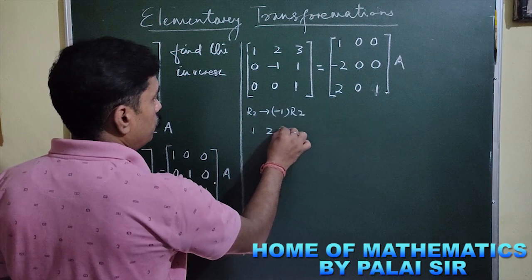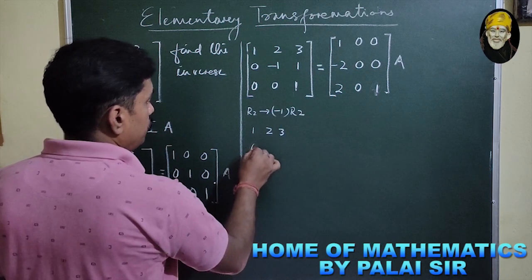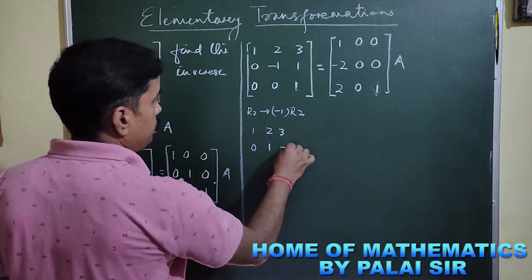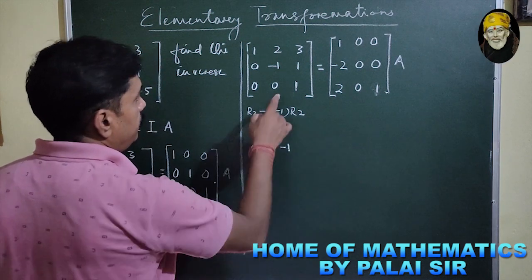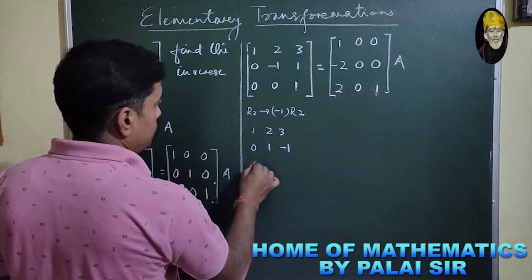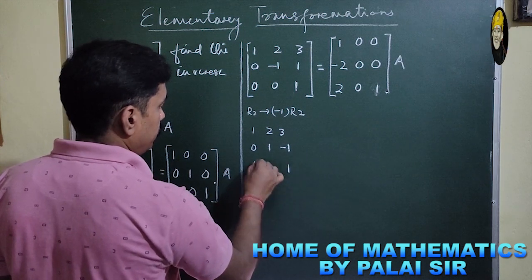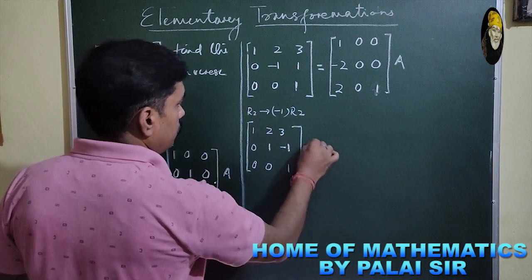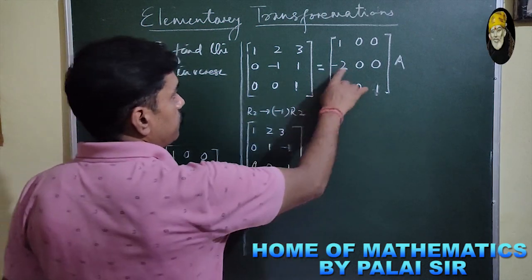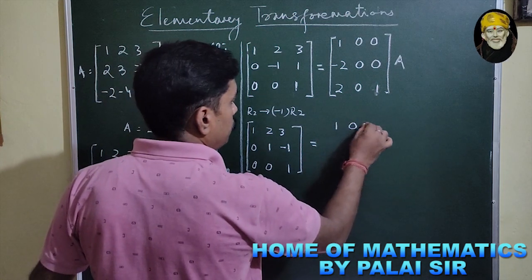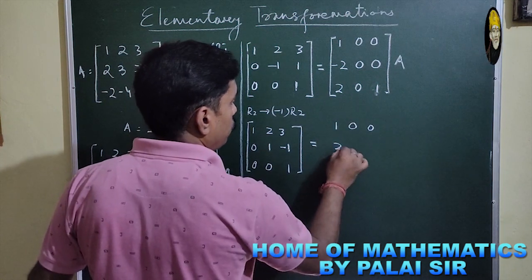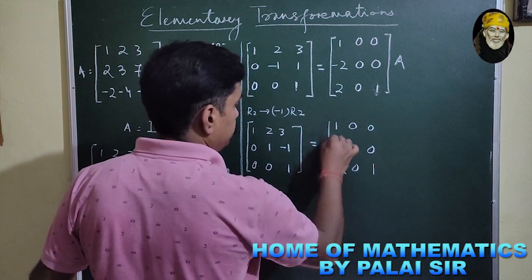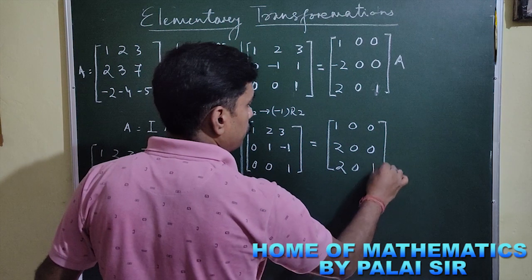So what you will find? 1, 2, 3, 0, this is 1, this will be minus 1, and here you will find 0, 0, 1. This will be what? Minus 1 you multiply, it will be 1, 0, 0. This will be 2, 0, 0, 2, 0, 1. This into A.